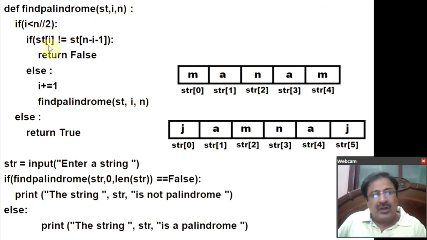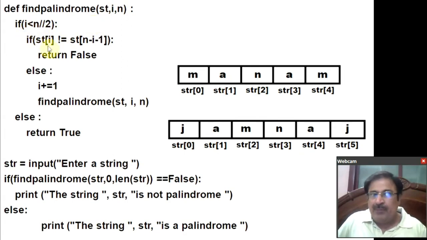Yes. Now st1 is compared with 6 minus 1 minus 1, that is 4. st1 is compared with st4. If they are not equal, go into this, return false. But both are the same, so the else block will be executed. The value of I is incremented to 2. The find palindrome function is called. st, 2 and 6 are passed, right? The value of I has become 2. Is 2 less than 3?